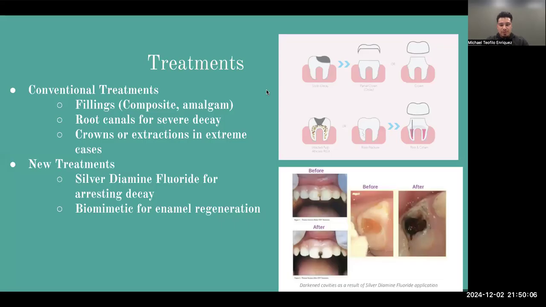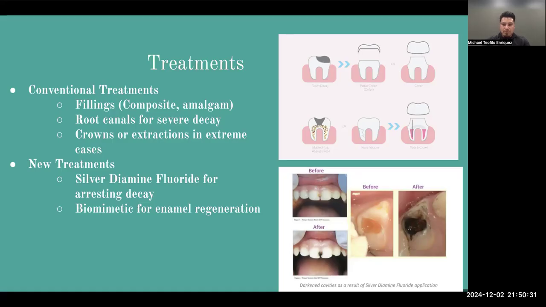And then some treatments. So the obvious treatment are fillings, and those are in today's society mainly done with composite. Back in the day, they used to use amalgam, but due to the mercury and other risk factors, we have strayed away from amalgam, and we are now using strictly composite. And there's root canals for severe decay, and then crowns or extractions in extreme cases.